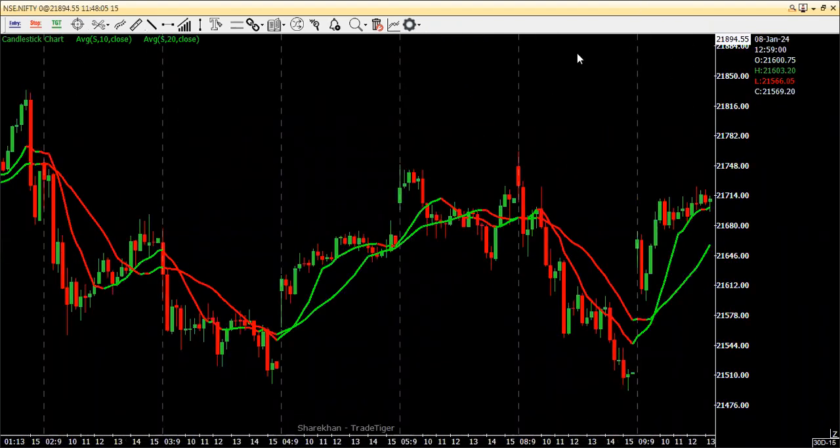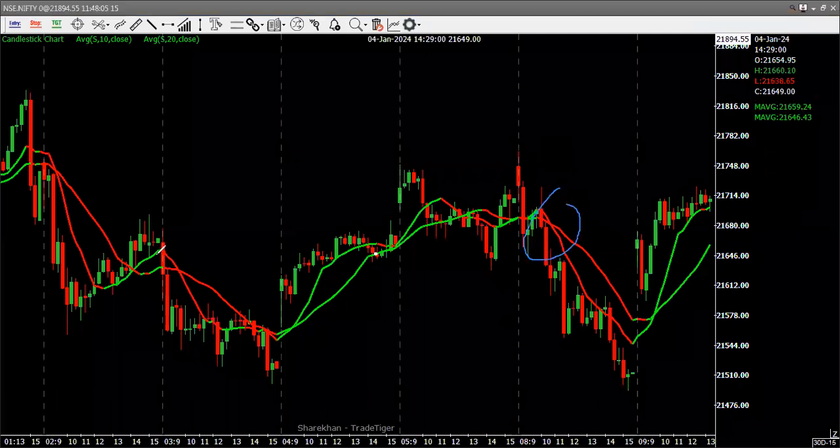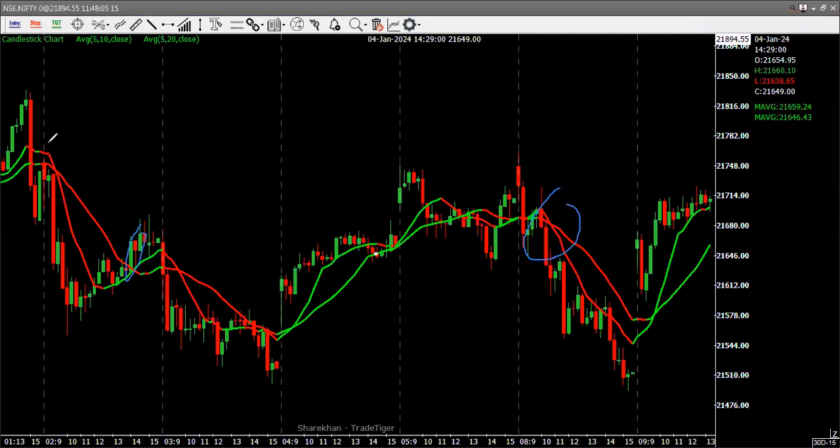You can see in the chart, let me show you. See, in this part you can see a crossover. And this part you can see a small crossover. This part you can see a crossover. These are few points. This part you can see a crossover. So what are these crossovers?